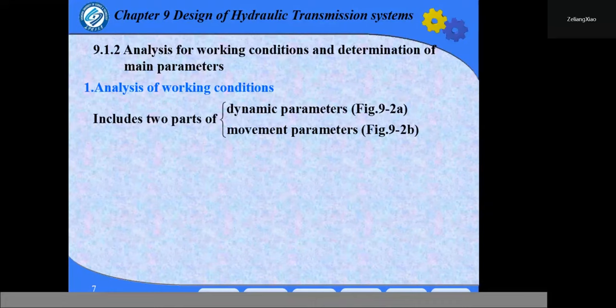To analyze the working condition is to analyze the moving speed of each actuator in operating time, and the changing pattern of the load characteristics. After analyzing working conditions, the hydraulic system schemes can be drawn out and the selection or design of hydraulic components can be determined. The analysis of working conditions includes two parts: mechanical parameters analysis and motion parameters analysis.